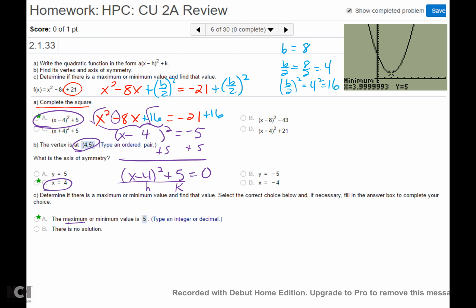And it says the maximum or the minimum value. Again, if you graph this thing, your vertex is, if it's opening up, the lowest point, the minimum. If it's opening upside down, then it's the maximum. This one is going to have a minimum value, and it's 5. You always take the y-coordinate of the vertex.